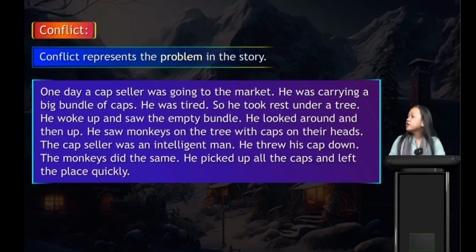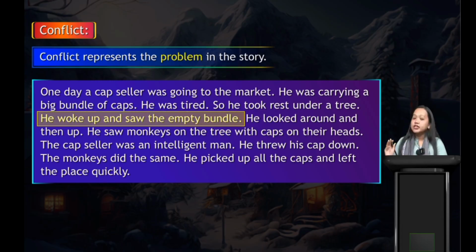Okay? I hope all of you understood. Moving next, now we will understand what conflicts are. It's given here: conflicts represent the problem in the story. As I have already mentioned, conflicts are the problems that the character faces in the story. That's our conflict. Okay.